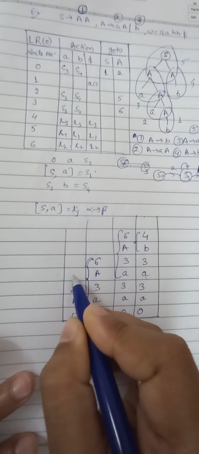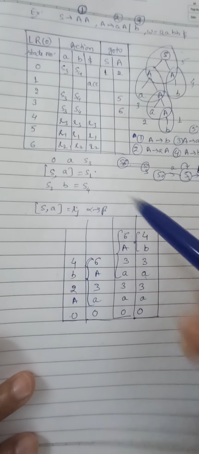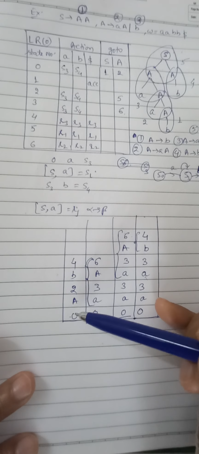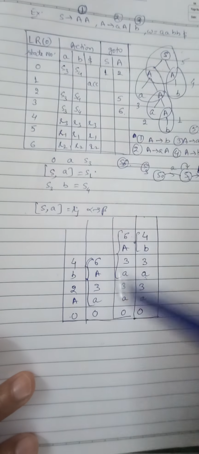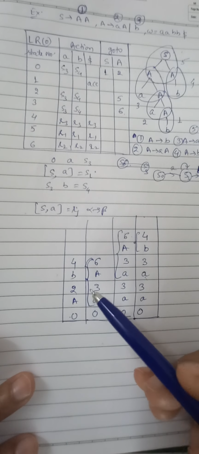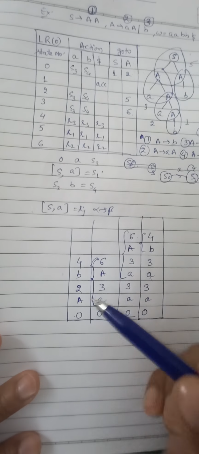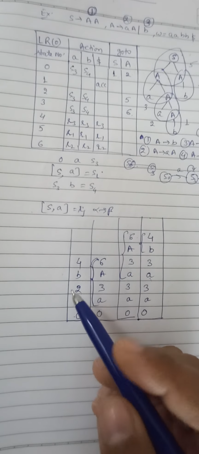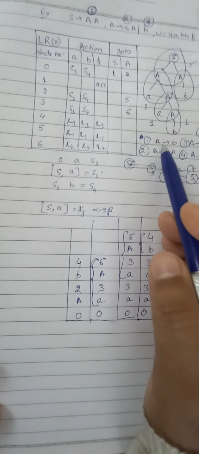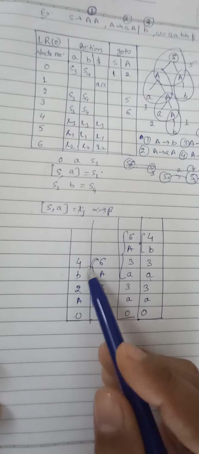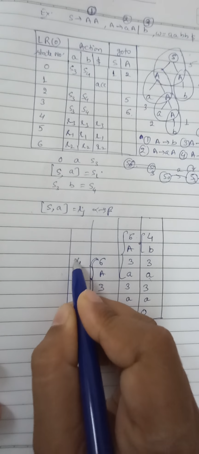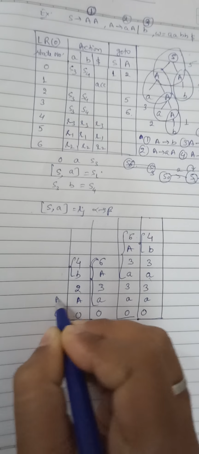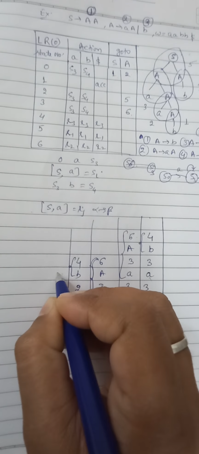So we'll write here B4. From the 0 state, here for B we are reaching at S4. We can see from here. Again we are doing the reduction for this A tends to B, because here A tends to B. So we will write here again 0, A, 2 and A.